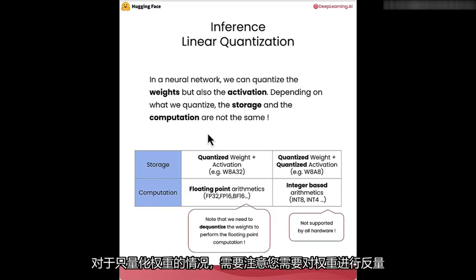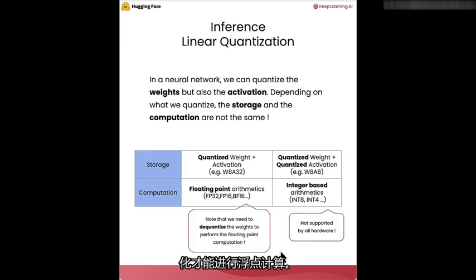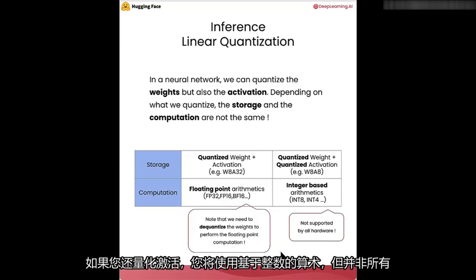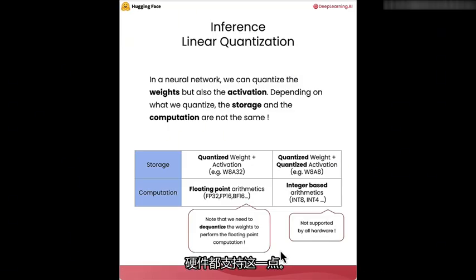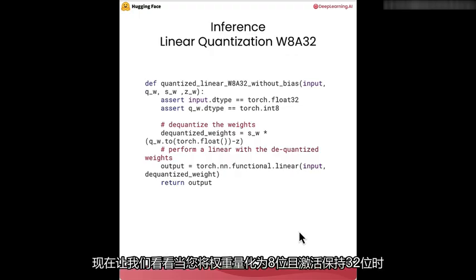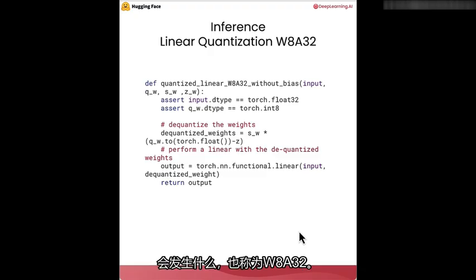For the first case where you only quantize the weights, note that you need to dequantize the weights to perform the floating point computation. If you also quantize the activation, you will be using integer-based arithmetics, but this is not supported by all hardware. Now let's have a look at what happens when you quantize the weights in 8-bit and the activation remains in 32 bits, also called W8A32.